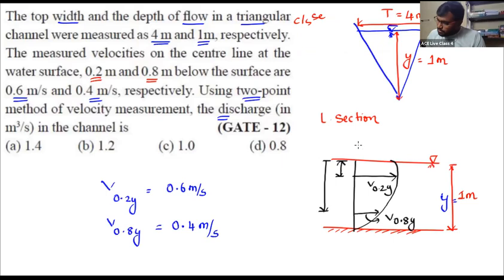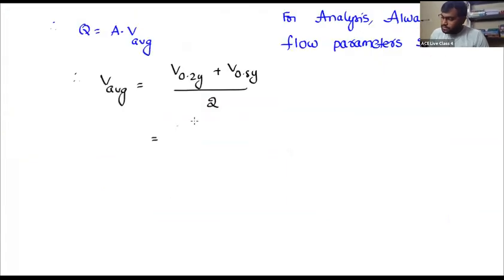Velocity at point 2y is going to be more, yes or no? So this is 0.2 meters and here it is going to be 0.8 meters. At 0.2 meters, the velocity is going to be more. Now, just take the average, 0.6 plus 0.4 by 2, which is 1 by 2, and the value is going to be 0.5 meters per second.